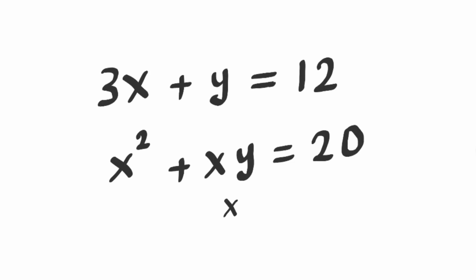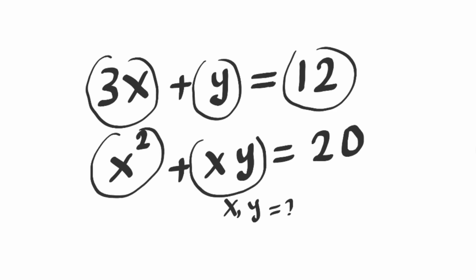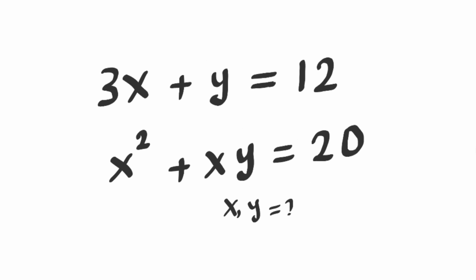Let us solve for x and y, given 3x plus y is equal to 12 and x squared plus xy is equal to 20. 3x plus y is equal to 12, let us call this equation 1. x squared plus xy is equal to 20, let us call this equation 2.